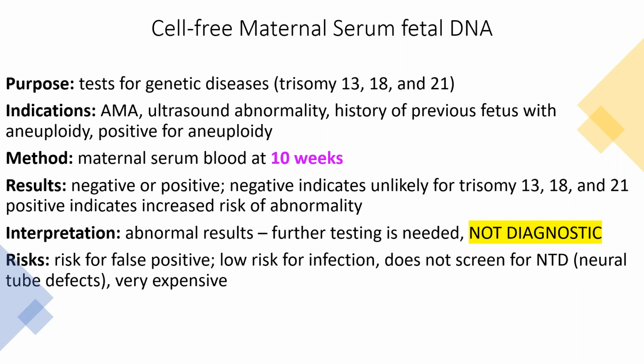This is going to be done at 10 weeks. The results are going to be positive or negative. Negative indicates you are unlikely to have trisomies 13, 18, and 21. A positive indicates a risk. This is not diagnostic, so we're saying it means a risk of the abnormality. Abnormal results would pretty much say, hey, let's do some further testing. Pretty much that. This does not screen for neural tube defects. That's what the NTD means.